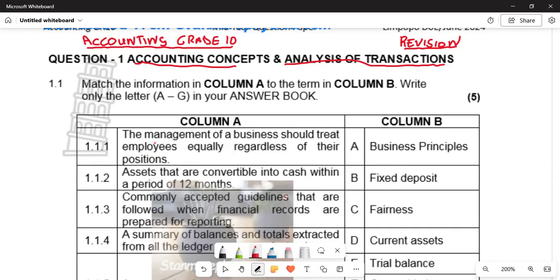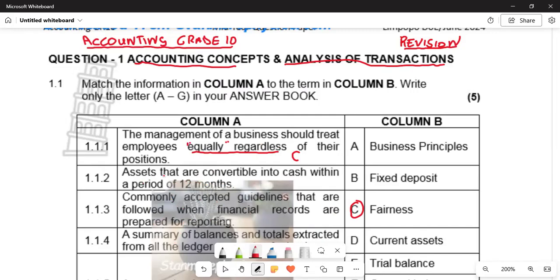1.1.1 says the management of a business should treat employees equally regardless of their position. These are our key words: should treat employees equally regardless of their position. The correct answer is C, because we are talking about the management being fair.